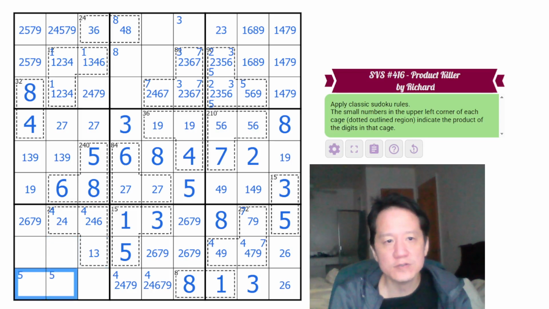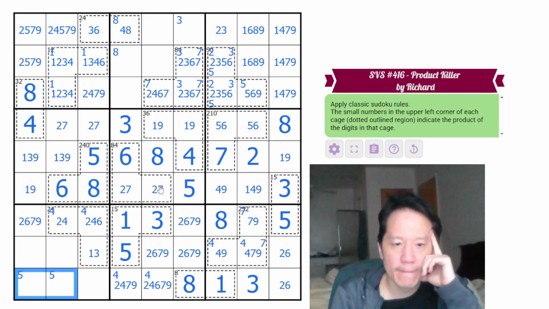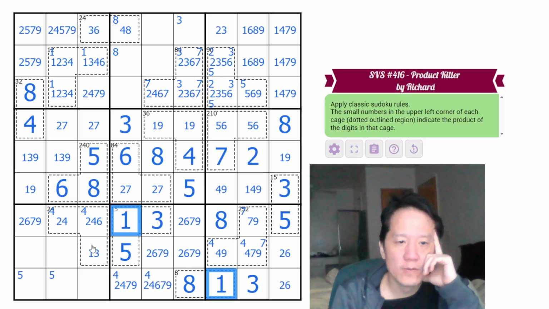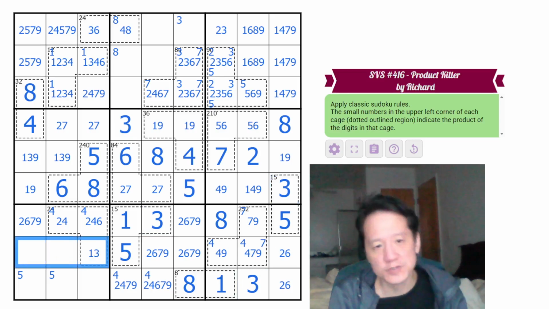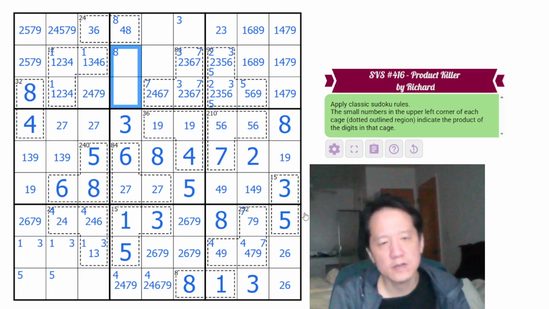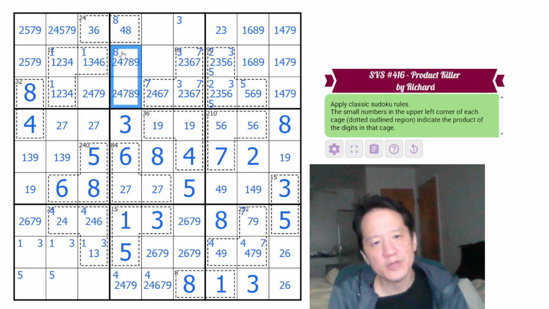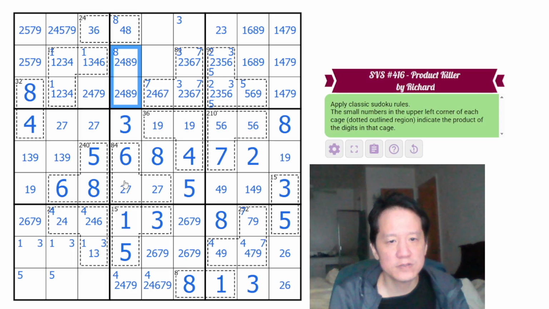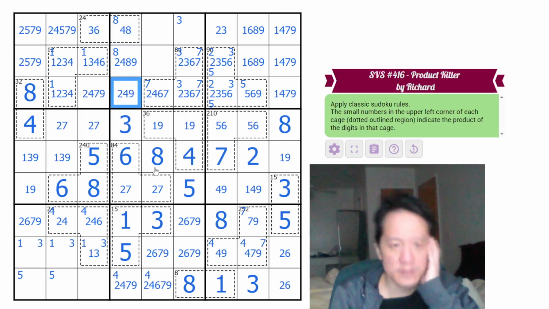5 is one of these two cells. 1 is one of those 3. 3 is also one of those 3. So this is 1 and 3 here. Remaining digits here are 2, 4, 7, 8, 9. But 7 cannot be any of those cells. So 7, this can't be 8.